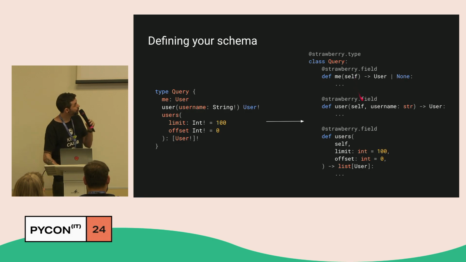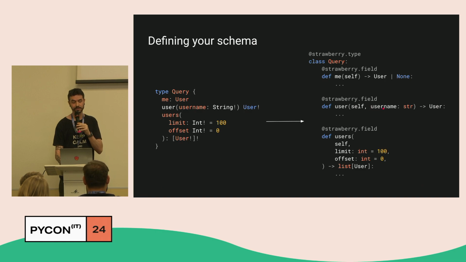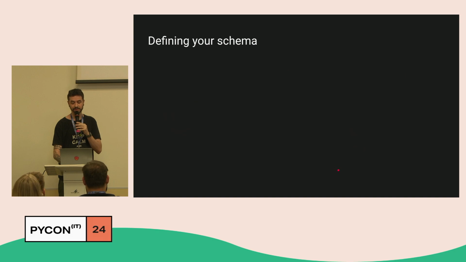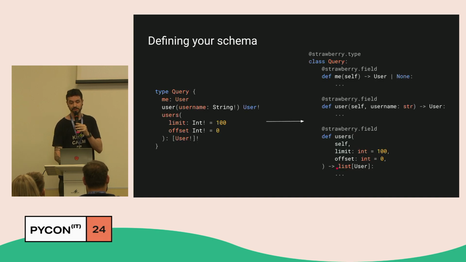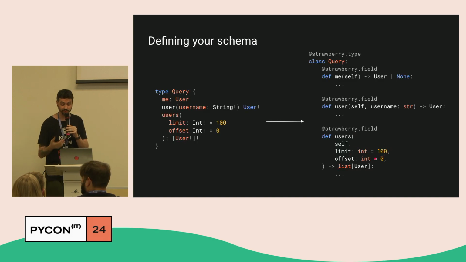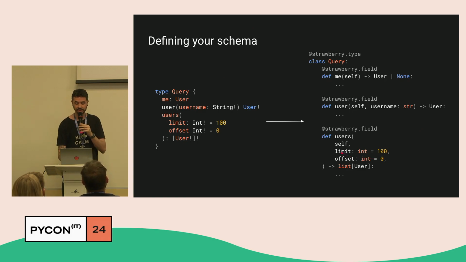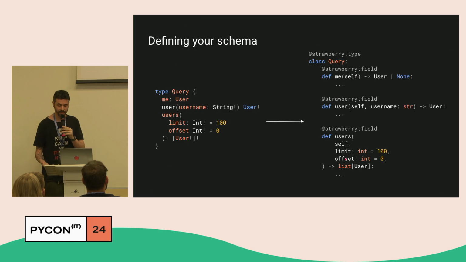You can even see, for example, the user receives a username argument, and you can just resolve it here and return. It is expected to return the user object from the data class. The same for the users here. It is expected to return a list of users, and you receive here the limit and the offset that were given while this was being queried.